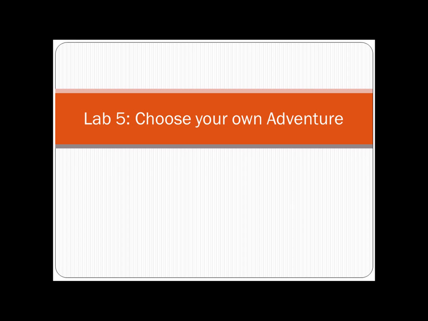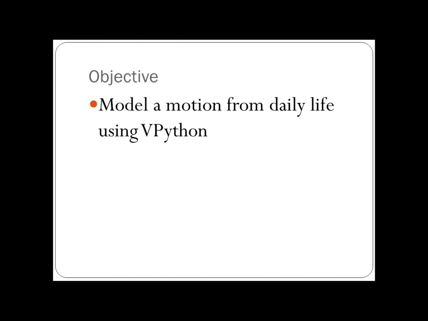Lab 5. Choose Your Own Adventure Lab. The objective of this lab was to observe emotion from daily life and model it using VPython. I chose to model a person shooting a basketball into a hoop, and then calculated the drag force that would be necessary for the ball to fall into the hoop if it were given an arbitrary initial velocity.